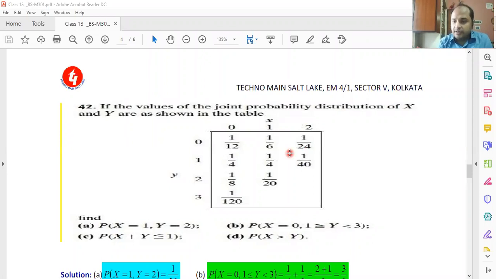This chart is different from the previous one. This is exercise problem number 1 of your exercise. We are supposed to find the joint probability of x equal to 1, y equal to 2.